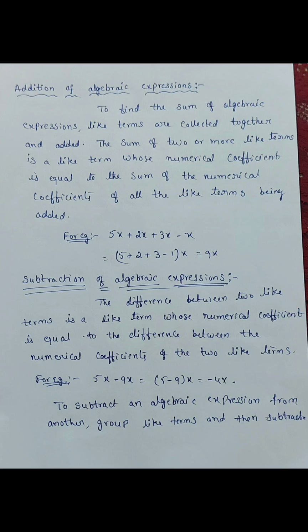Subtraction of algebraic expressions. The difference between two like terms is a like term. Its numerical coefficient is equal to the difference between the numerical coefficients of the two like terms. For example, 5x minus 9x is equal to 5 minus 9 into x, that equals minus 4x. To subtract an algebraic expression from another, group like terms and then subtract.